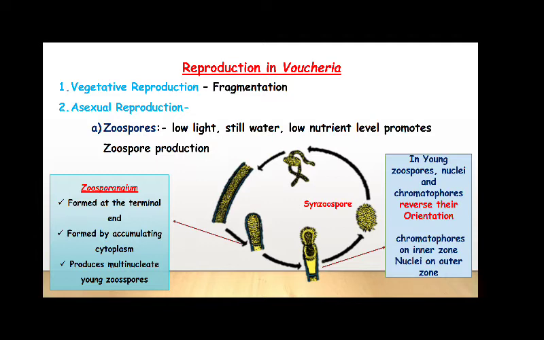After some time, and this is very important, the orientation of nuclei and chromatophores reverses. That is, the nuclei present towards the center. I had said earlier, when I described the vegetative structure, that normally the nuclei are in the center and the chromatophores in the periphery. Here it turns the other way around. Thereby the nuclei present towards the center of the vegetative filament come to the periphery and the chloroplasts shift from the periphery towards the center.